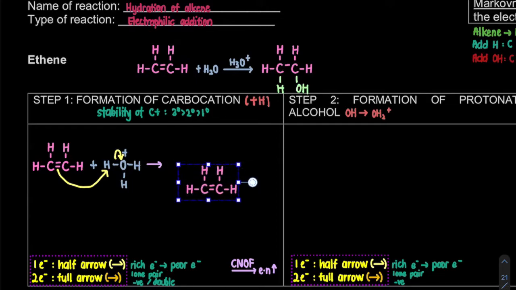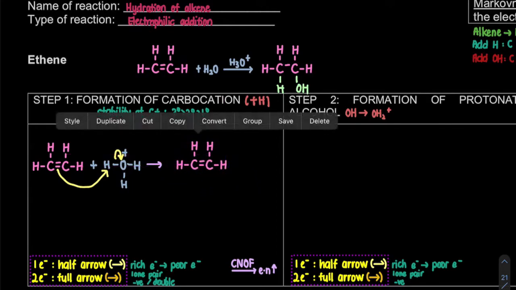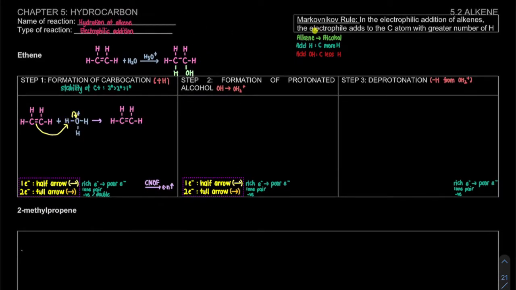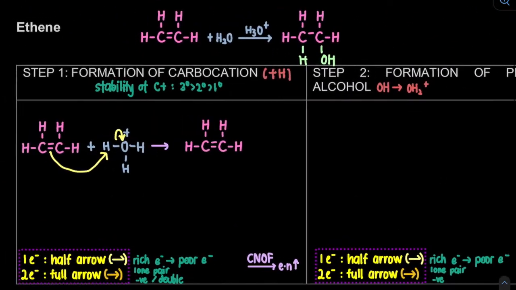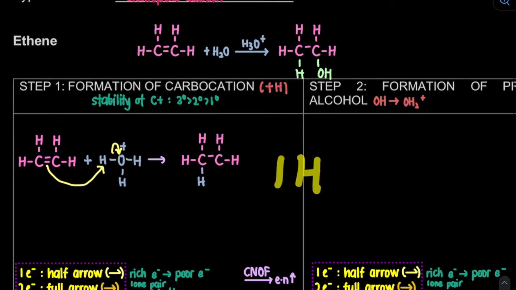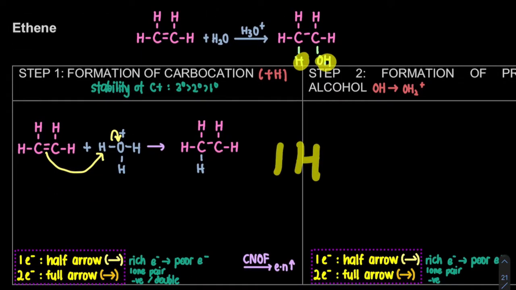Remember that our Markovnikov rule mentions that when we add the hydrogen in the first step, the electrophile will add to the carbon with the greater number of hydrogens. So in this case, both have 2 hydrogens. So it's up to you which one you take, but I'm going to choose this one. This one takes the hydrogen itself. Again, we're only going to add 1 hydrogen, because overall we're adding 1 H and 1 OH. So only 1 is taken.